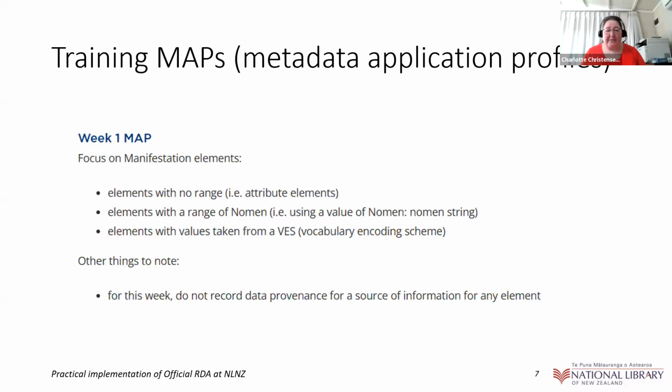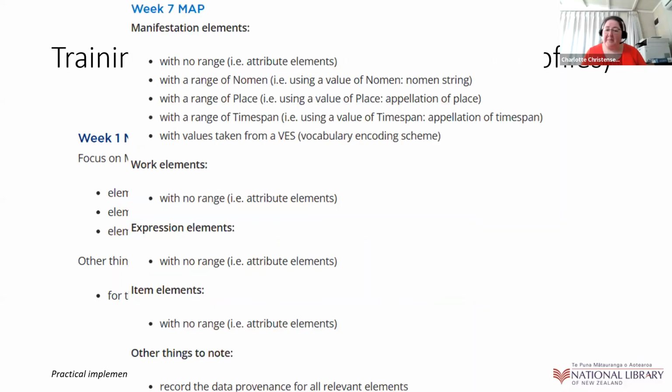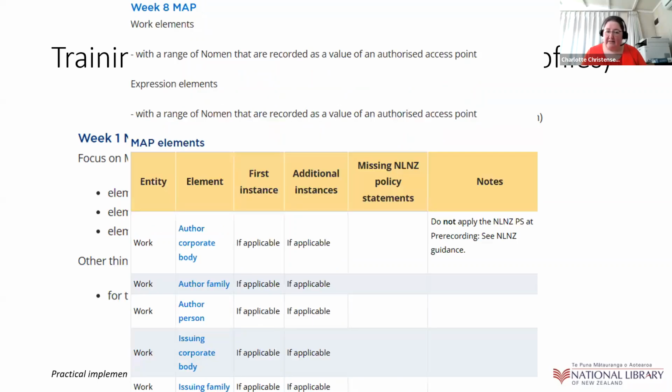For example, at week 1, we had a very limited range of manifestation elements and no elements from any other entity. But by week 7, we had almost completely covered manifestation as well as all attribute elements for work, expression, and item. Then, for weeks 8 to 11, we focused on access points, and so our maps stepped away from the elements we were already familiar with to focus only on those that helped us with that learning.